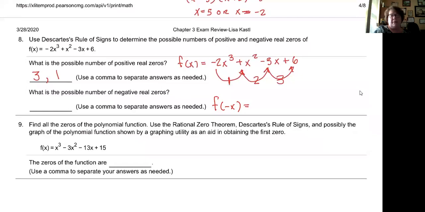So I'm going to evaluate this function at -x. And when I evaluate this function at -x, every term of odd degree will change sign. That's because you're raising a negative to an odd power, and it will be negative. So you'll change the sign of the term. So when we evaluate this at -x, we get 2x to the third plus x squared. The sign of terms of even degree will not change, because if you raise a negative to an even power, it's going to be positive.